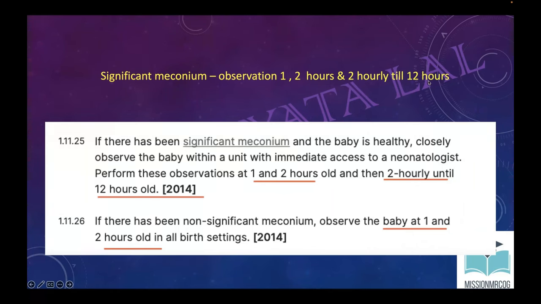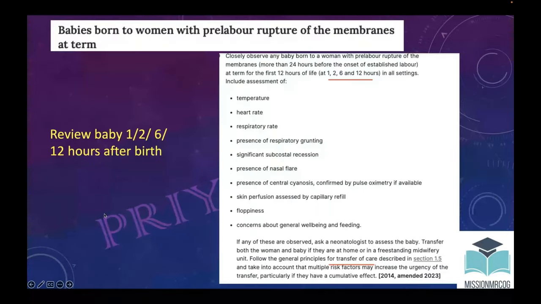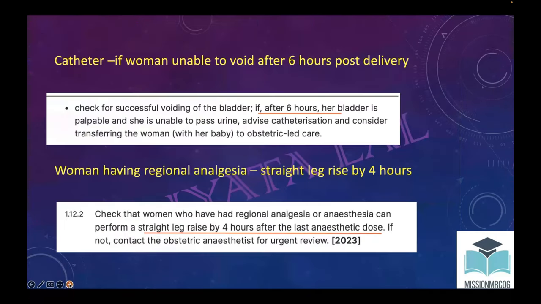is required. Now, if the baby is born with pre-labor rupture of membranes, then baby review has to be done at 1, 2, 6 and 12 hours. And this they would look for. Okay, this part has been added new in this guideline.